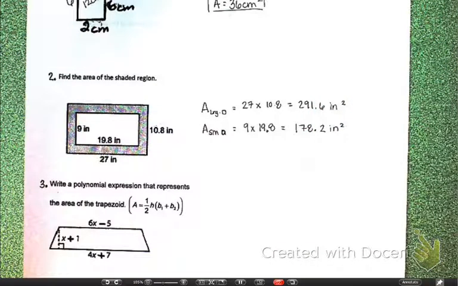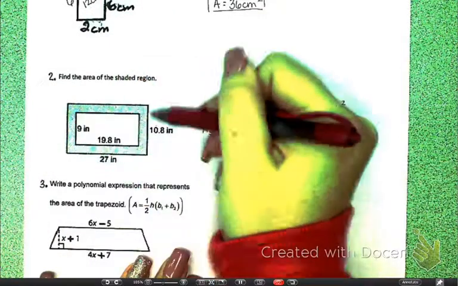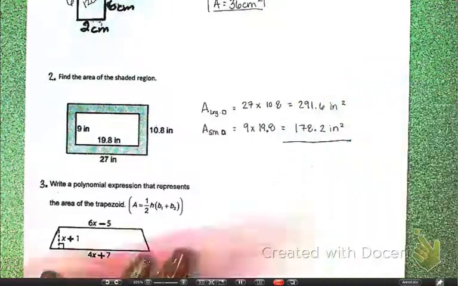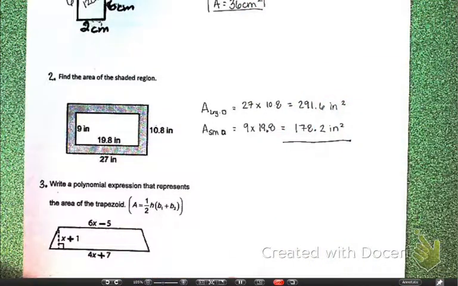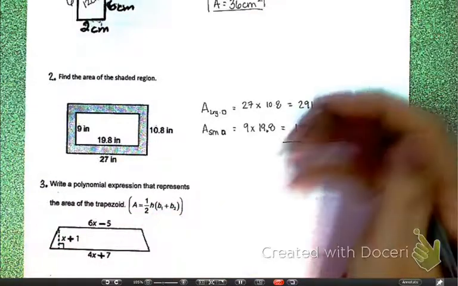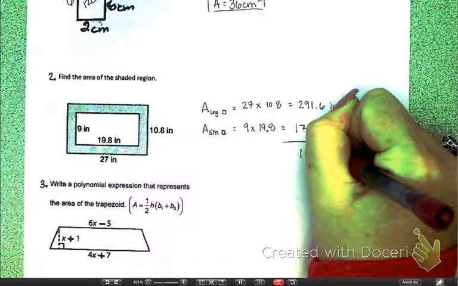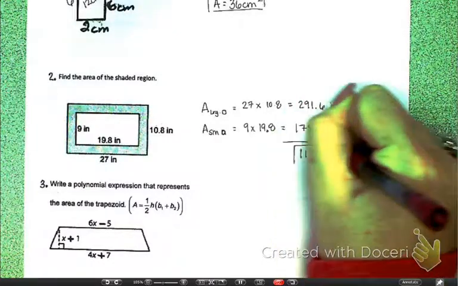But I want this shaded region. So I have the whole rectangle, I have the small rectangle, but I just want this shaded region. What am I going to do with those two? Subtract them. Remember when we did composite figures for volume and we took out something that was inside of like a cylinder inside of another cylinder? We had to subtract the pieces. We're doing the same thing here. So 291.6 minus the 178.2 gives me 113.4 inches squared for my area.